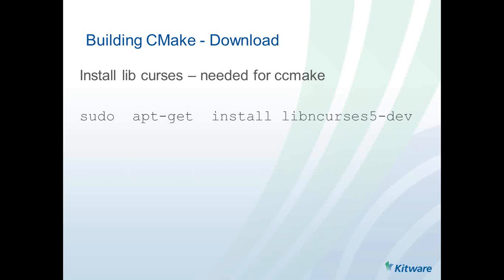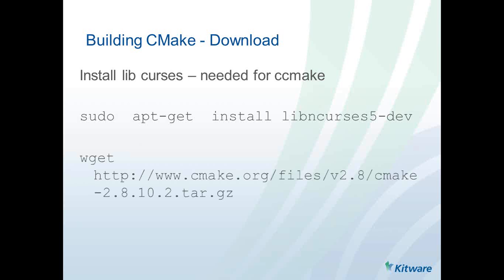You want the libncurses in order to enable CMake to build the CMake application that will show you essentially a small menu, a text-based GUI for the configuration. We can use wget in order to get the files from the CMake website. Here the line is long, but everything should be typed in a single line. So wget up to the .gz file should be a single line.